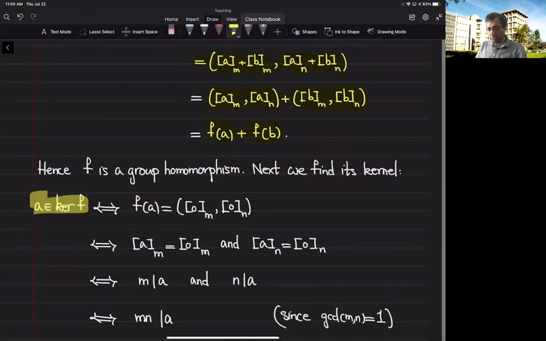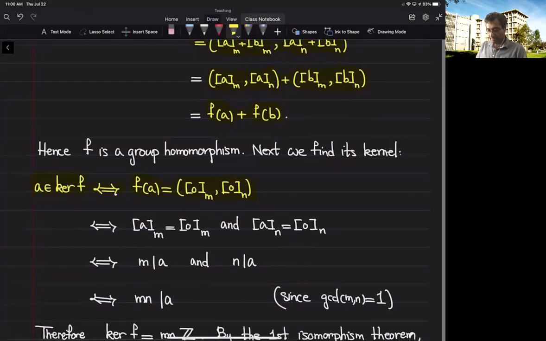Okay, so a belongs to the kernel precisely when it is sent to the neutral element of the codomain. But the neutral element of the codomain means that when I add it, I don't change anything. That means both of the components need to be zero. So f of a is supposed to be (0, 0).